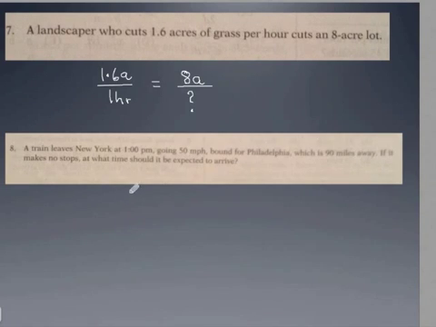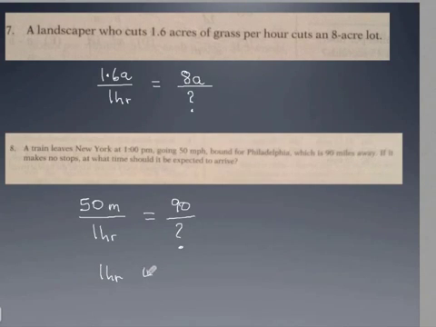A train leaves New York at 1 p.m. going at 50 miles per hour. Again, we know the rate, 50 miles per 1 hour. And at the same rate, if the train needs to travel 90 miles, then we can figure out how many hours it takes. It turns out that the train would need to take 1 hour and 48 minutes. So once we know how long the train takes to travel, we can say that it'll arrive at 2:48 p.m.